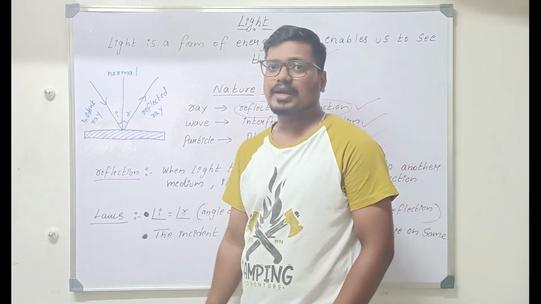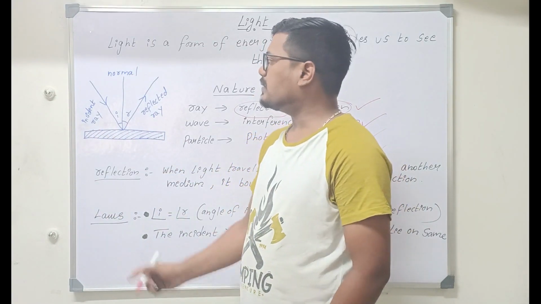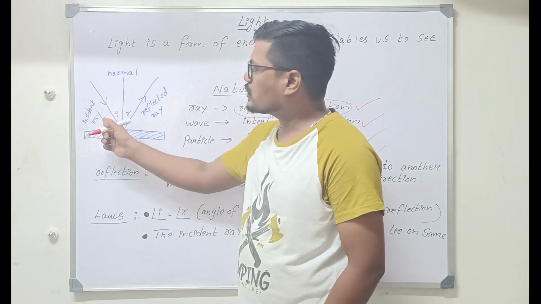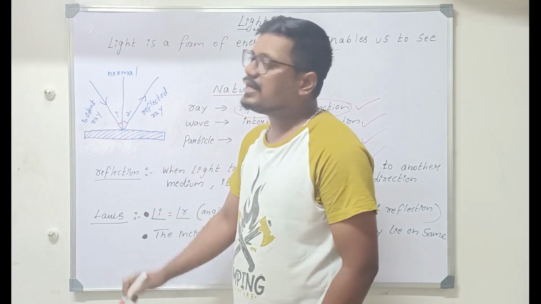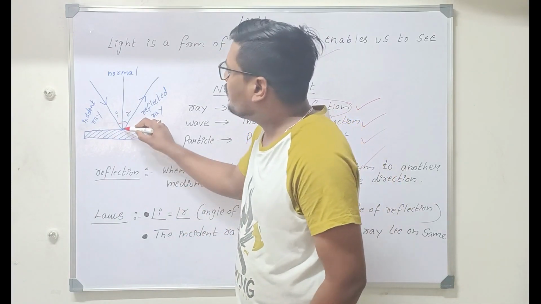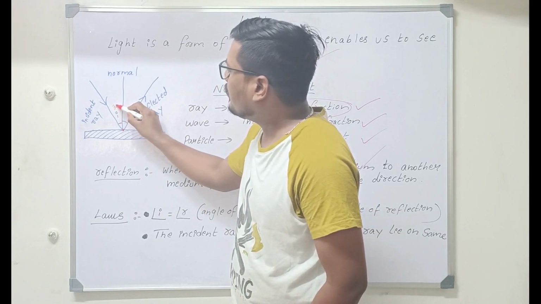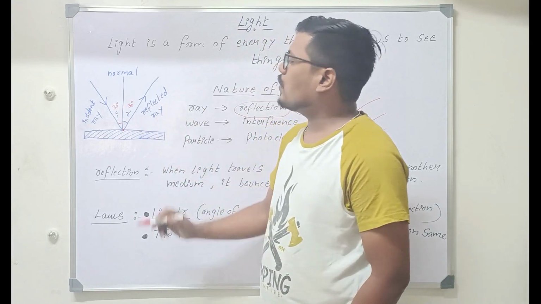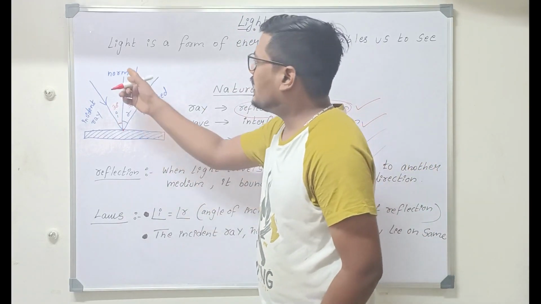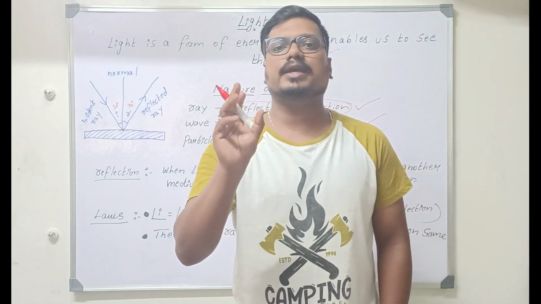Here you can see I have drawn the diagram. Let us take this as a polished surface like a mirror. One ray I have drawn is called the incident ray, which makes an angle i, that is the angle of incidence. It bounces back with the same angle. Let us take this as 30 degrees, which means it bounces back with the same angle of 30 degrees. That is called the reflected ray. The center line is called the normal. The meaning of normal is 90 degrees.